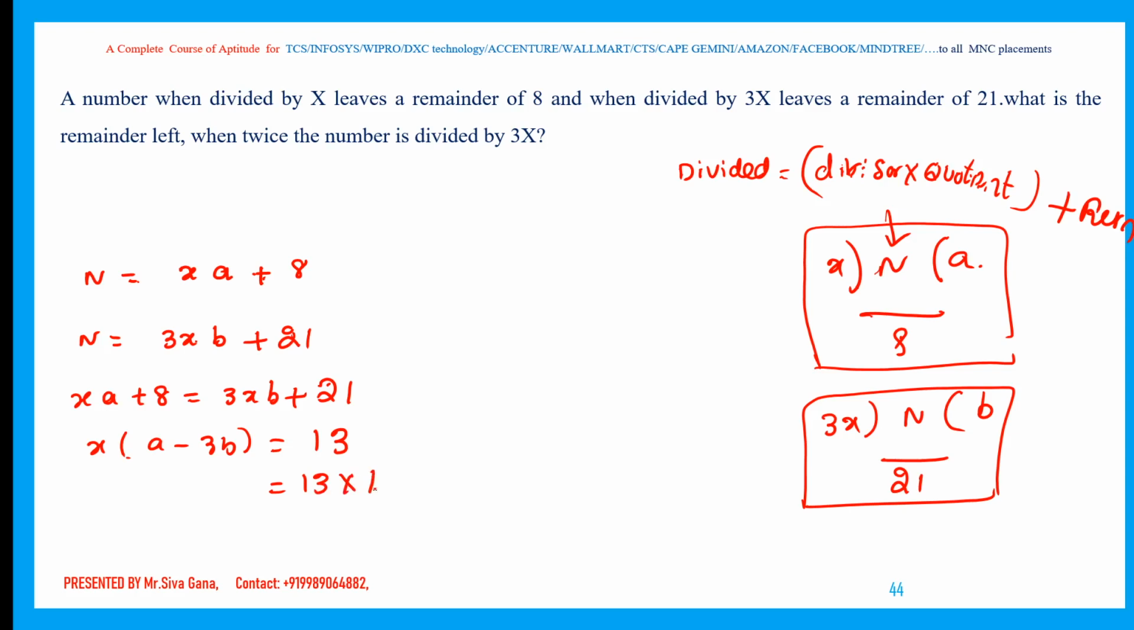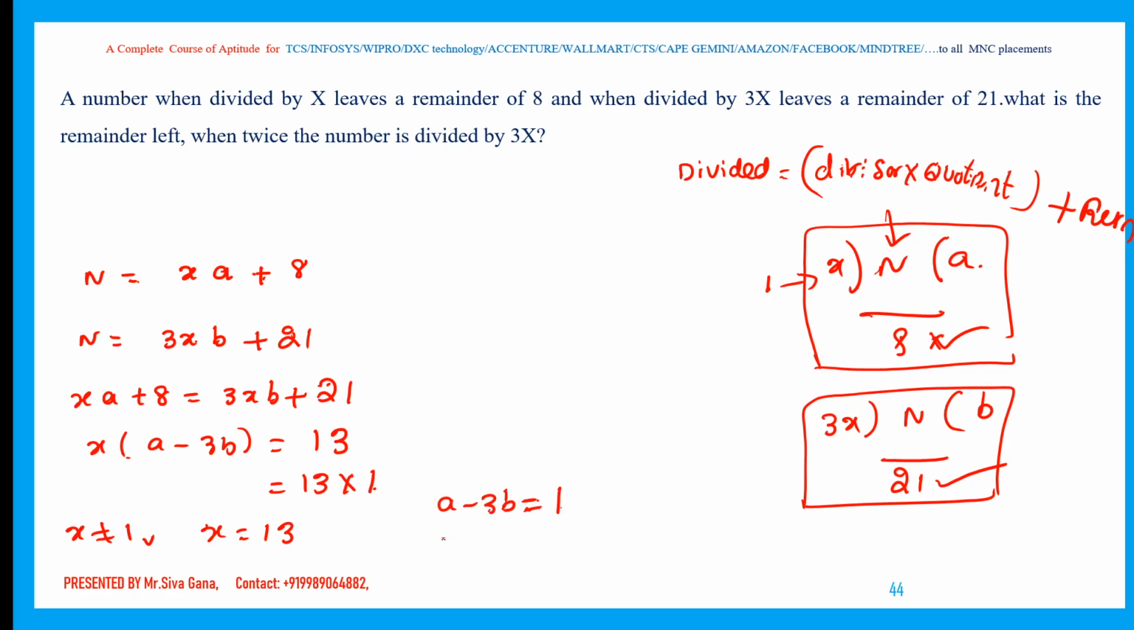So x cannot be 1. Why? If we divide any number by 1, there is no remainder, because any natural number will be divisible by 1. Here we are getting the remainders 8 and 21. So definitely x cannot be 1. X should be how much? 13. Next, therefore a minus 3b should be equal to 1, right?